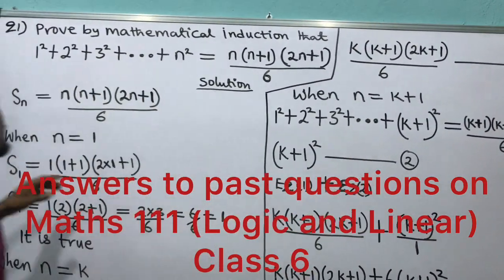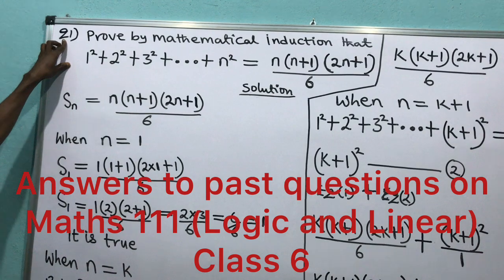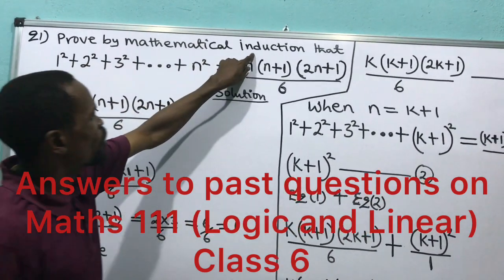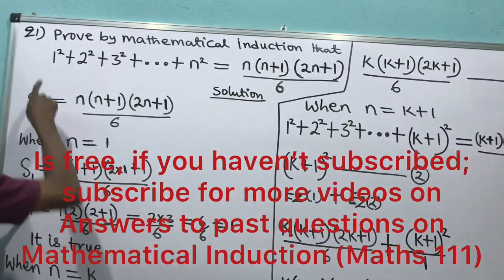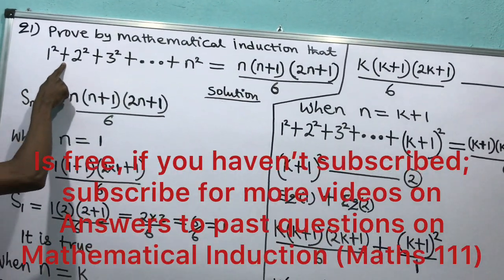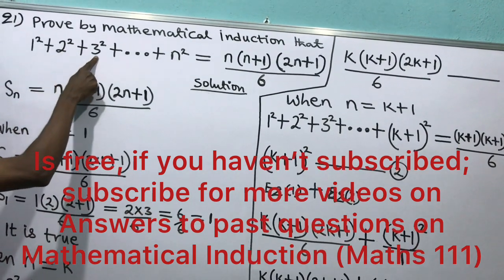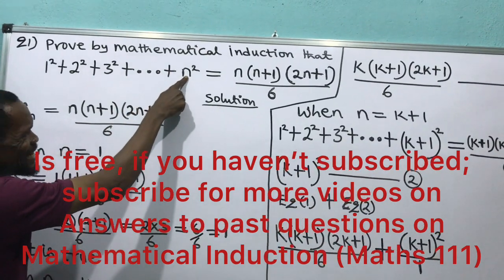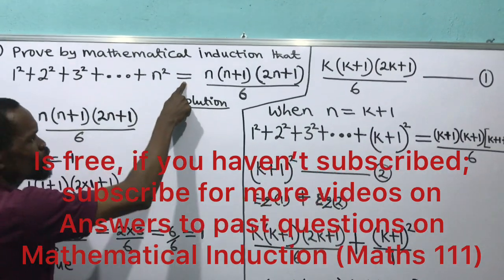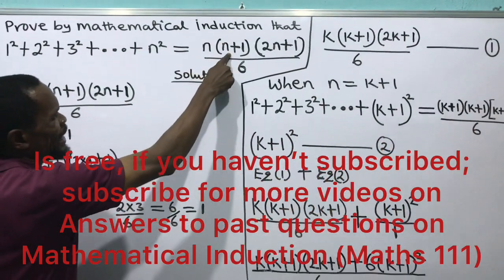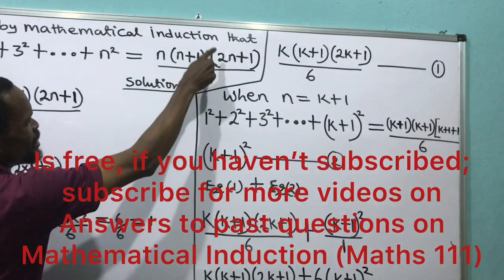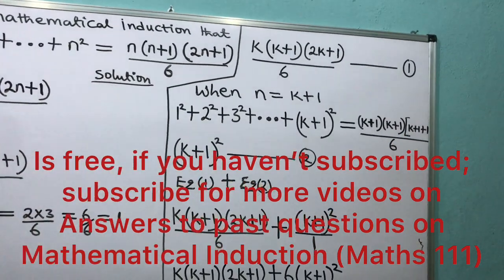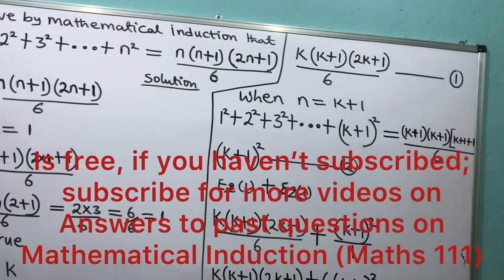Let's go to the questions they have given us. They give us question number 1. He said, prove by mathematical induction that 1 raised to power 2 plus 2 raised to power 2 plus 3 raised to power 2 plus ... plus n raised to power 2 equals n into (n plus 1) into (2n plus 1), all over 6. That's what they give us here.